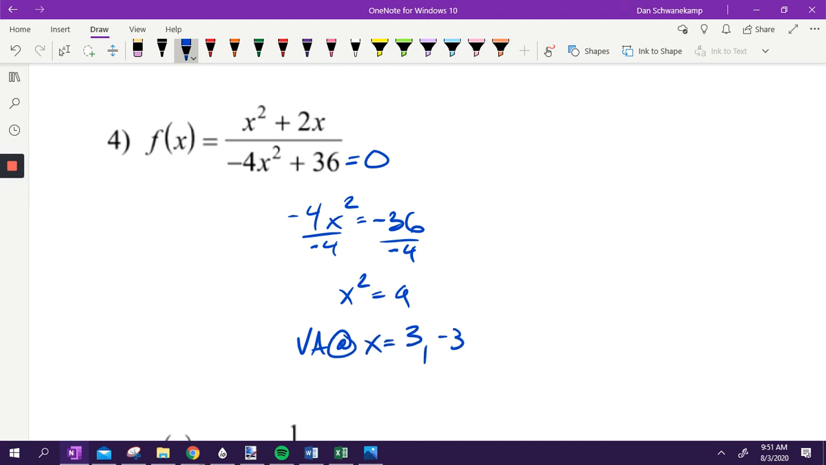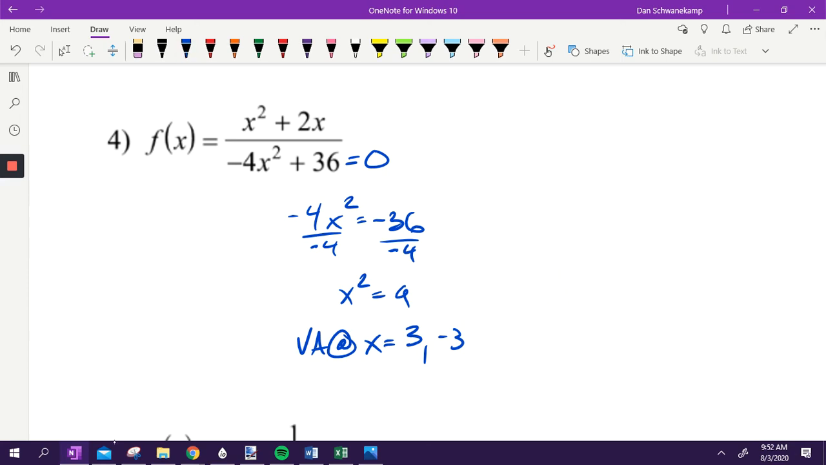Are either of those holes? If I plug a 3 on top, am I getting 0? -3 on top? No, I'm good. Okay, so they're not holes. Those are just straight vertical asymptotes. Then I'm looking at horizontal asymptotes.